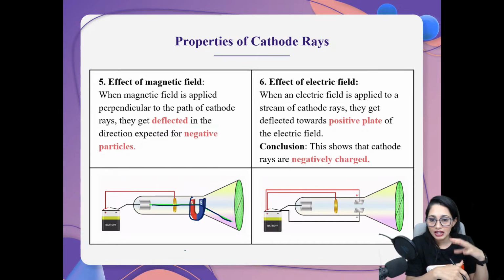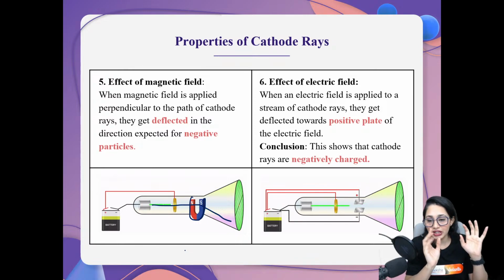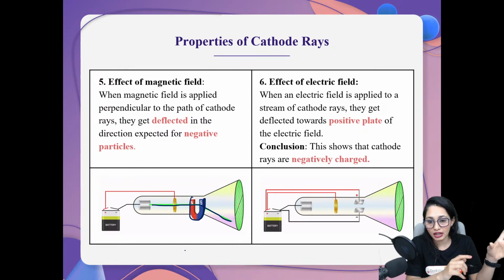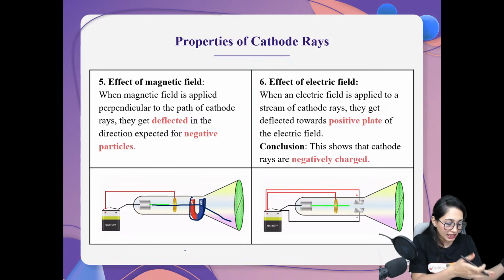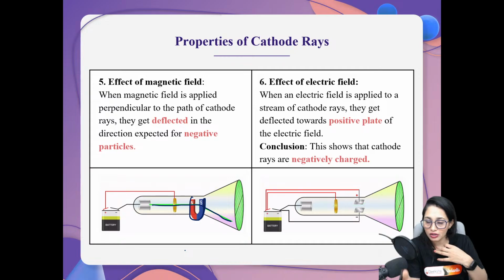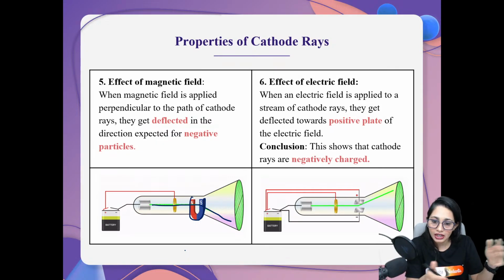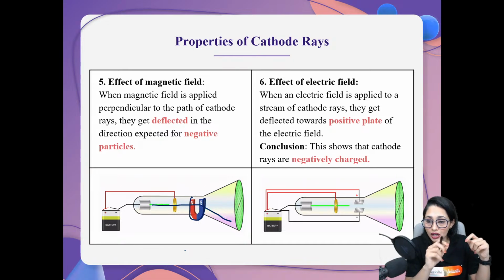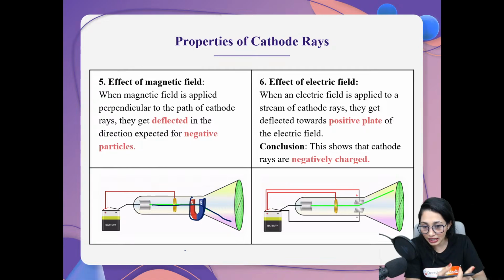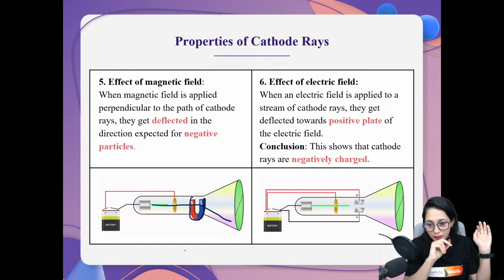Effect of electric field. When an electric field is applied to a stream of cathode rays, they get deflected towards the positive plate of the electric field. Positive plate means negative things are going to be attracted towards the positive things. Negative charge attracts towards positive, like the south pole attracts the north pole. That's how it works, right? So here the cathode rays deflected towards the positive plate, indicating that it is negatively charged.